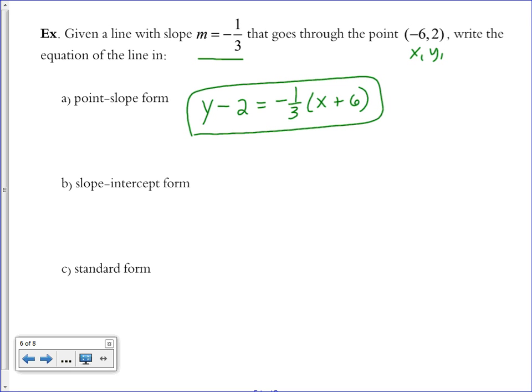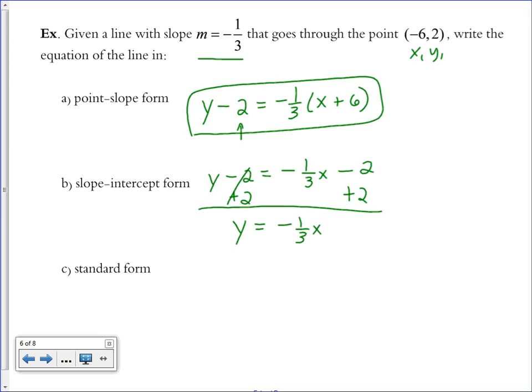the other side, this 2 right here, I need to distribute first. I'm going to distribute on the right, so it'll say negative 1/3 x, and then negative 1/3 times 6 is like negative 6 over 3, which is just minus 2. I'm going to add this 2. Y is by itself. Negative 1/3 x isn't changed. And negative 2 plus 2 is like 0, so I don't need to show a plus 0 as my b value. So my slope-intercept form here is pretty short.